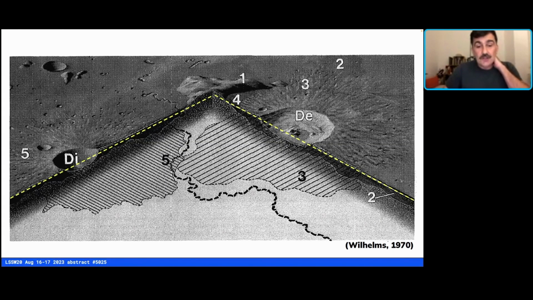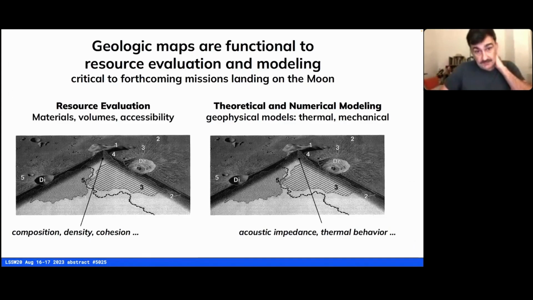So geologic mapping is very important and really crucial if we want, for example, to test scientific hypotheses. But besides that, the geologic map is also important for applied sciences. Next slide. Okay, so applied sciences means that we use the geologic map to produce some derived products or to study some specific aspect of the exploration we are doing on the moon.